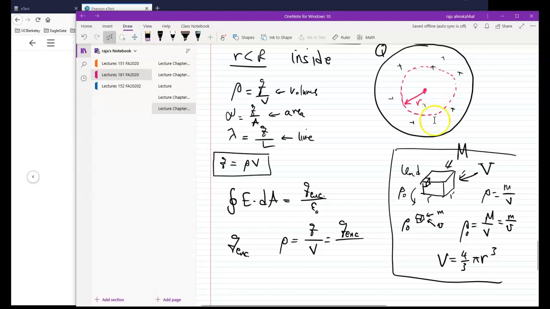So rho here, the generic formula for it, is Q over V, charge per unit volume. Well, if I apply it only for the volume of the Gaussian sphere, it's going to be Q enclosed over the volume of that Gaussian sphere, which is 4/3 pi r cubed, where r here is the radius of the Gaussian surface.